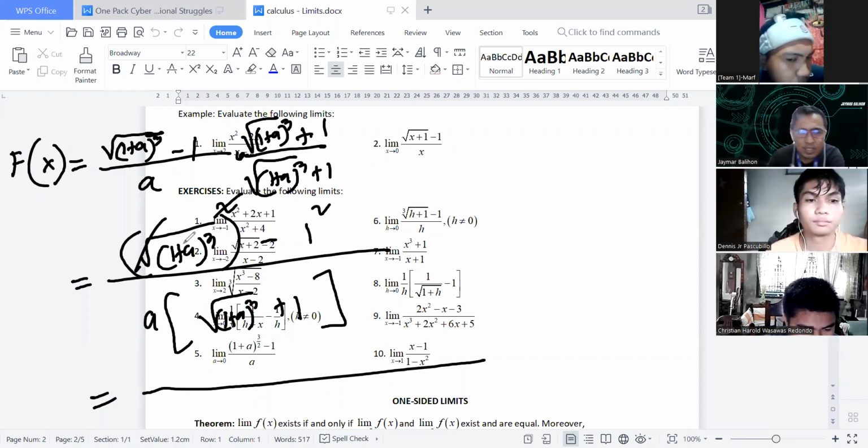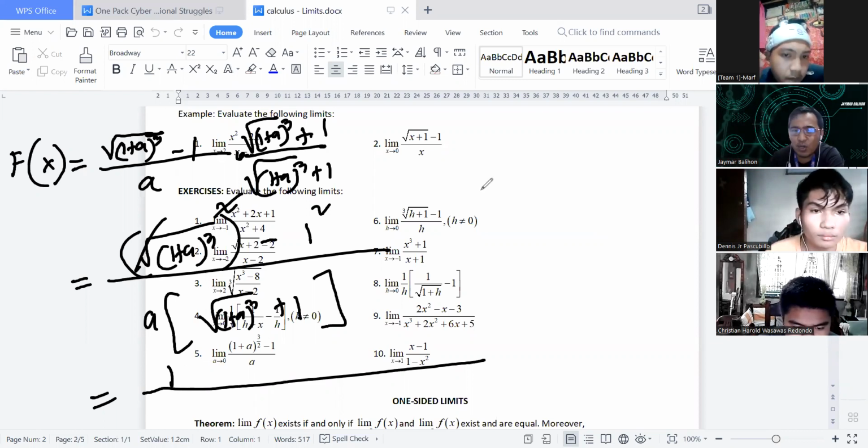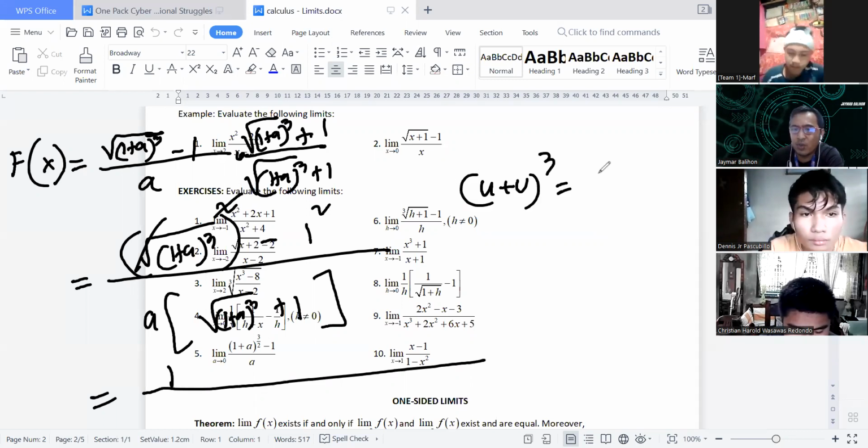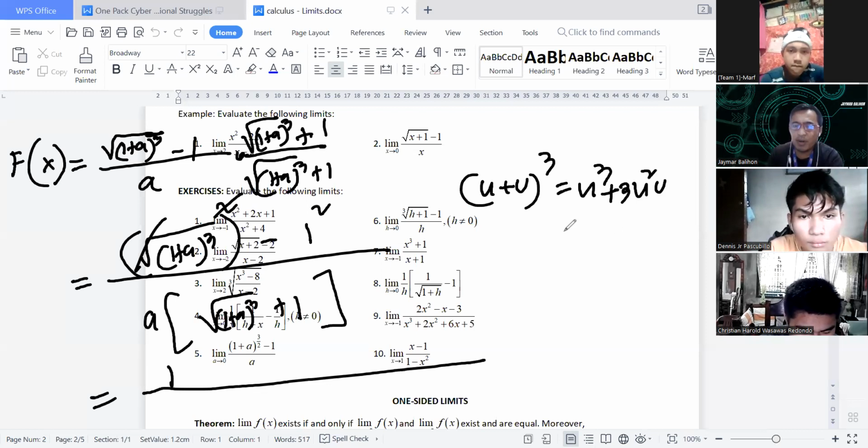Here, this portion is just equal to 1, right? This is the cube of a binomial. It is just U cube plus 3U squared V, remember? Plus 3U V squared plus V cube. Remember?